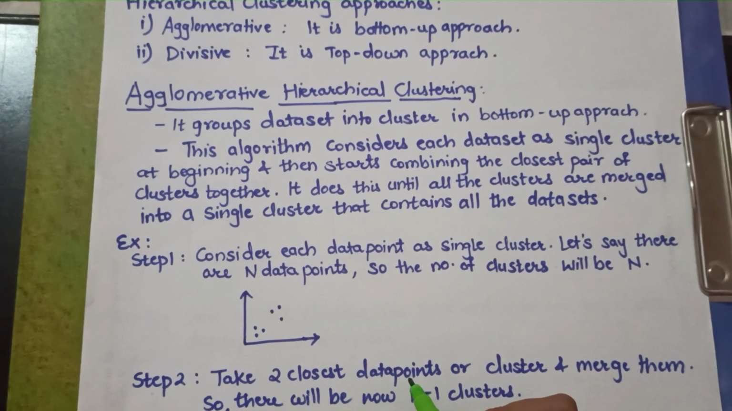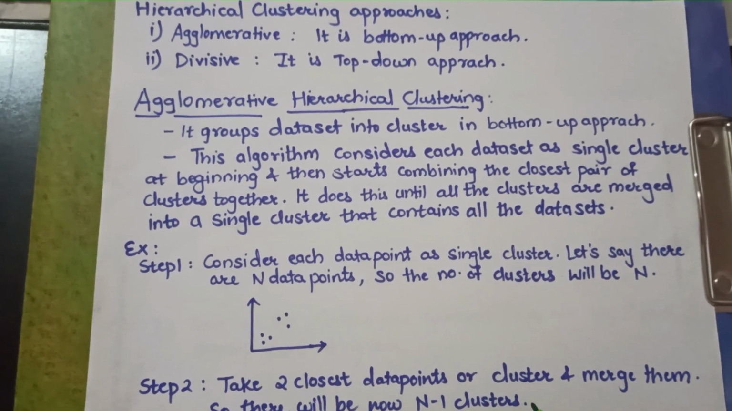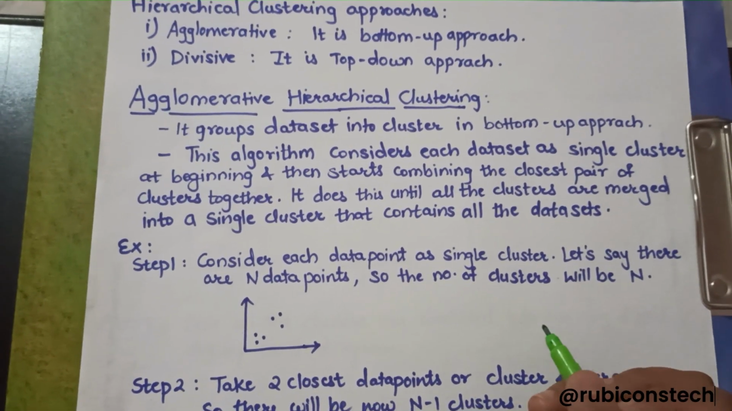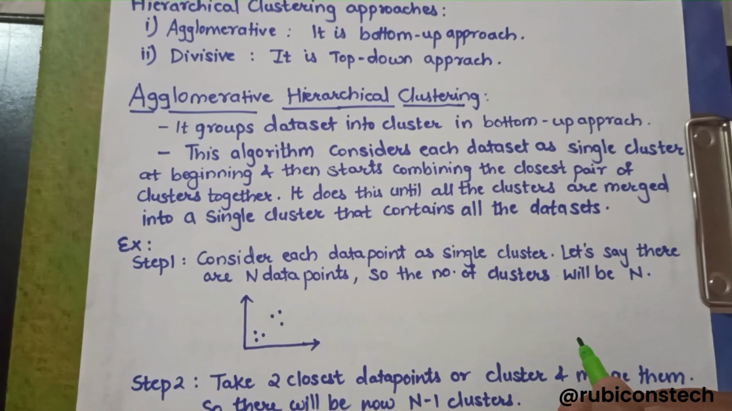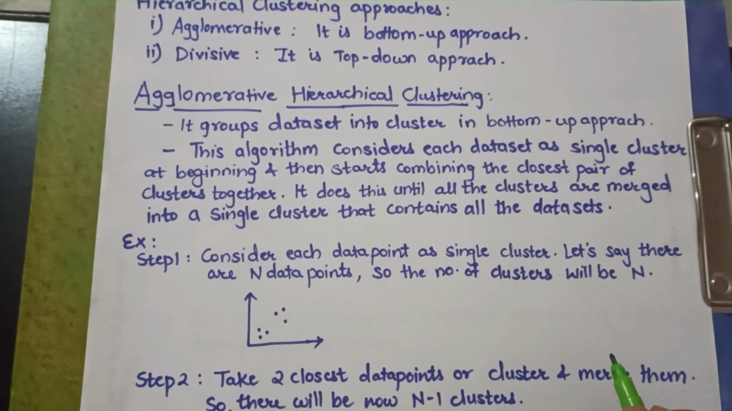Step 2: take the two closest data points or clusters and merge them. So there will now be n minus 1 clusters. The Euclidean distance can be used to measure the distance between the two nearest or closest clusters, and accordingly we will merge them together.